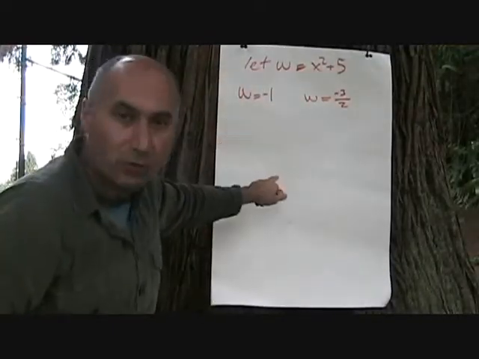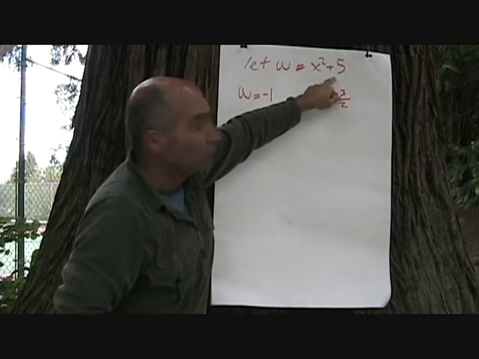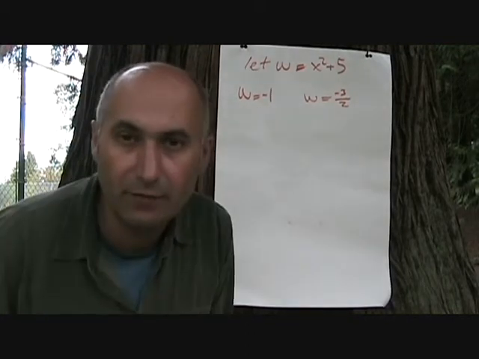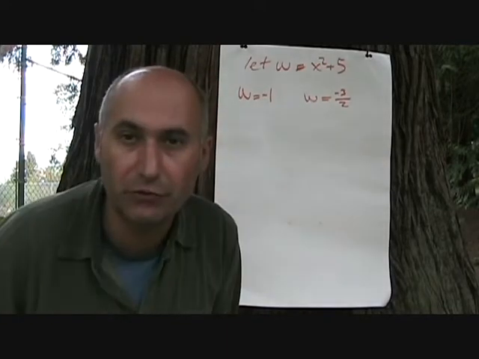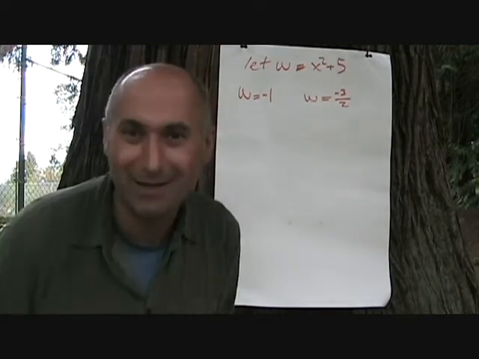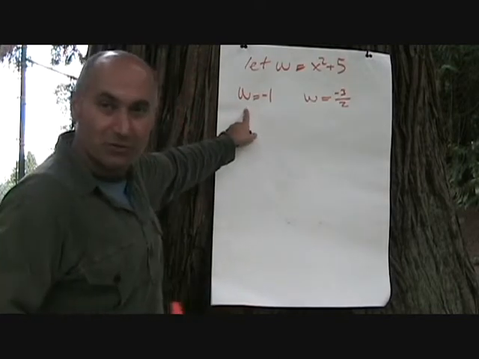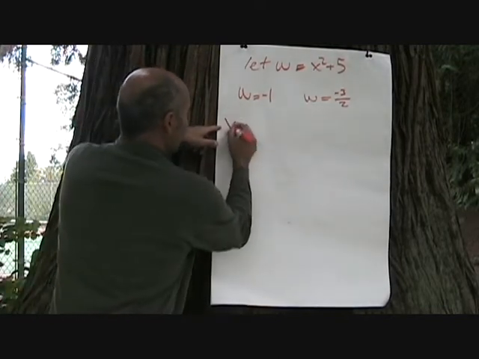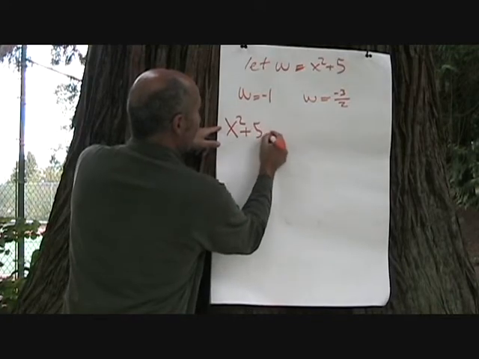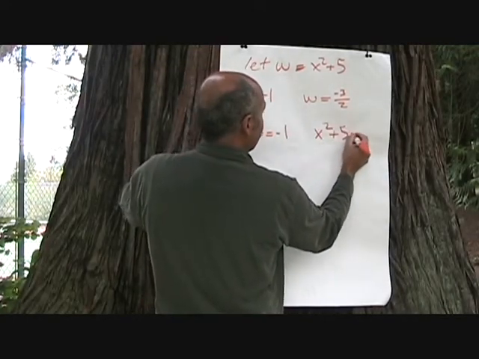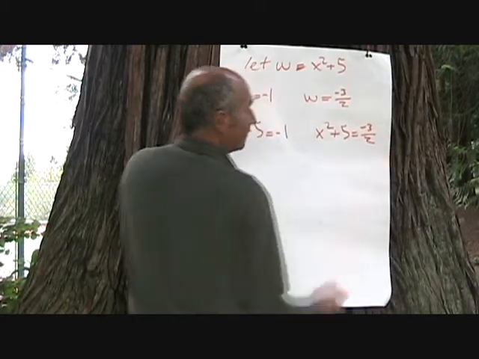So what we had was, we let w equal x squared plus 5, and we solved for this, and we got w is equal to negative 1, and w is equal to negative 3 over 2, right? I'm going to write these a little bit bigger so they come up nicer. So what we end up doing is substituting this for w. So we're going to have x squared plus 5 is equal to negative 1, and x squared plus 5 is equal to negative 3 over 2.